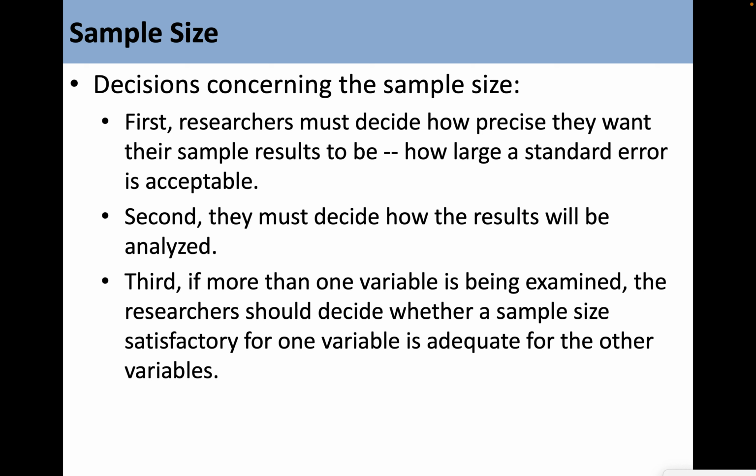First, researchers must decide how precise they want their sample results to be, how large a standard error is acceptable. Second, they must decide how the results will be analyzed. Third, if more than one variable is being examined, the researchers should decide whether a sample size satisfactory for one variable is adequate for the other variables.